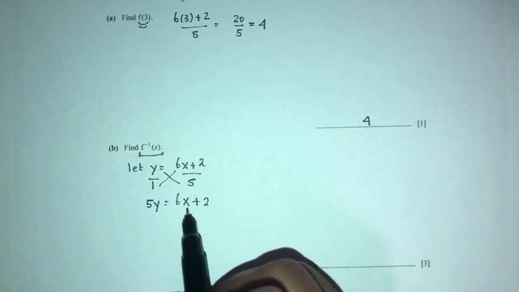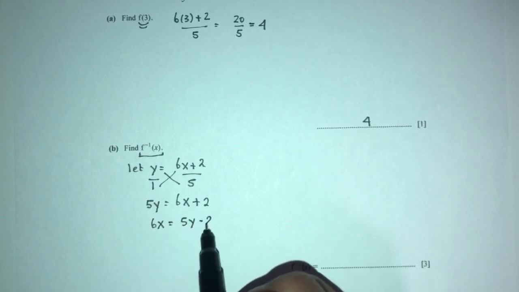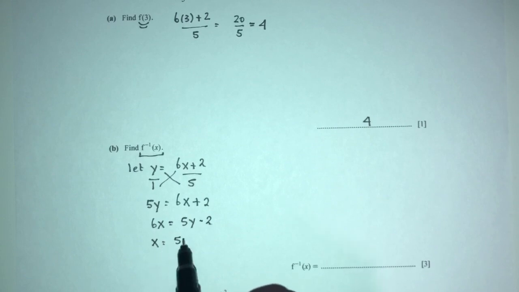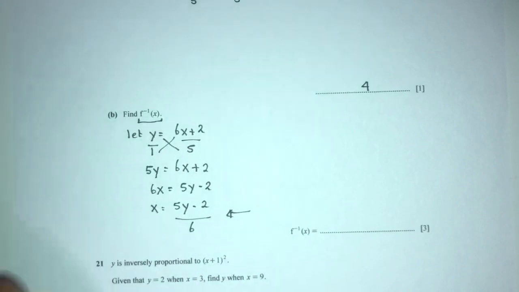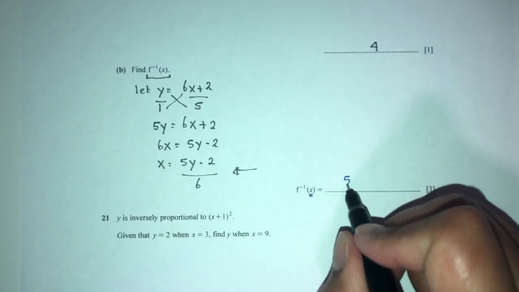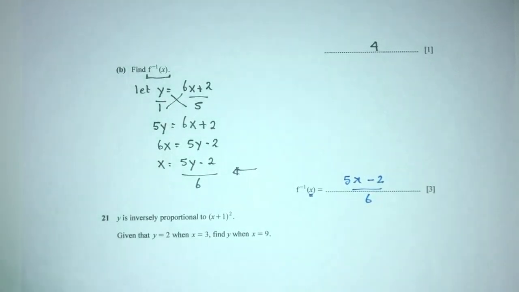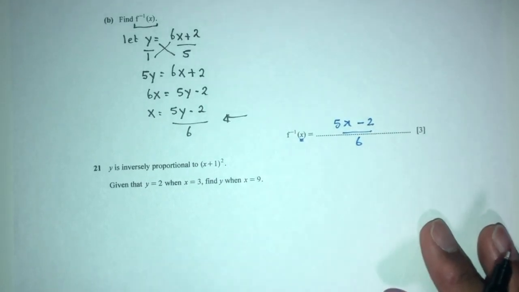Now make x the subject, you will have 6x is equal to 5y minus 2. And x will be 5y minus 2 divided by 6. So finally, to express f inverse of x in terms of x, we change the y here, make it x: x minus 2 divided by 6. Now let's move on to question number 21.